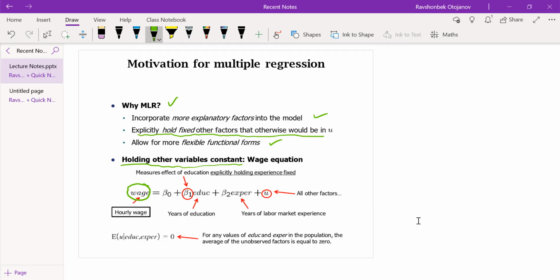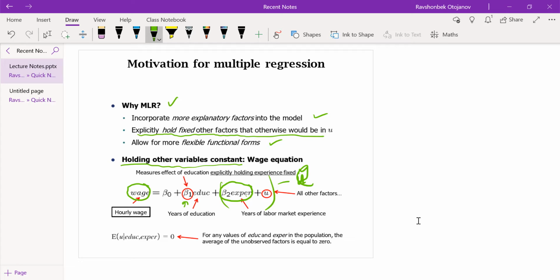Experience is just the number of years in the labor market, and u is all other variables that are not included here in the model. If we did not include experience in the model, this would have been part of the u, let's say u tilde or maybe e. Usually experience is correlated with education. As a result, the beta 1 estimator here will become a biased estimator. So with multiple linear regression, we can explicitly hold experience constant and estimate the effect of education on wages.